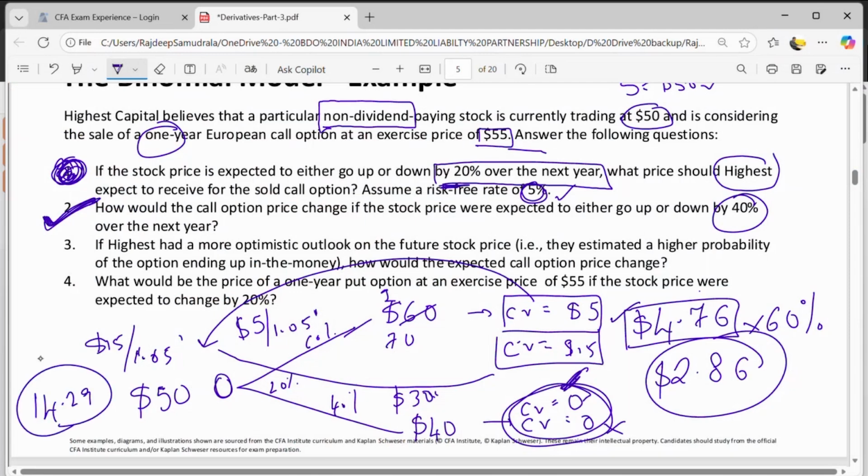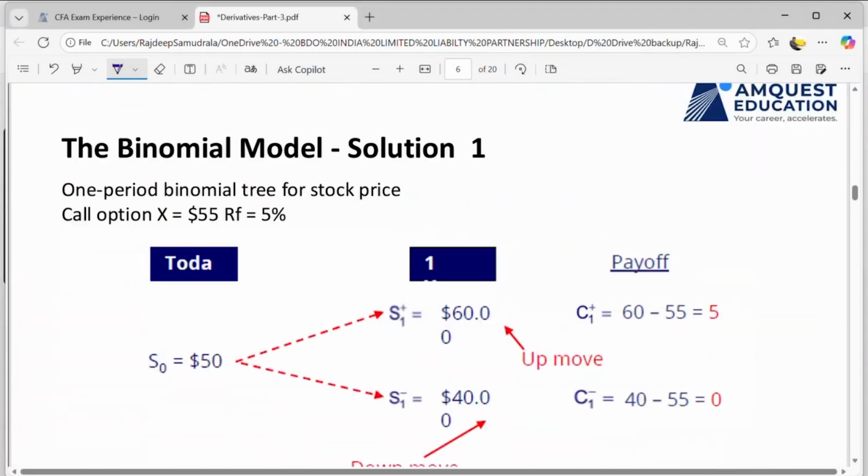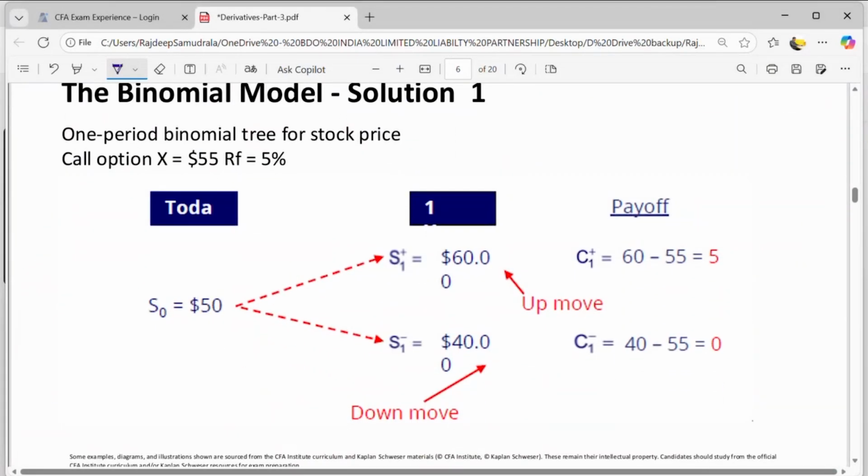Perfect, clear? Any questions? Clear, makes sense? It's a very simple topic, honestly, but this can get complicated in level 2, so please get your foundation right in level 1. It becomes very difficult in level 2 if you don't understand level 1. Please read carefully. They trouble you with binomial, 2 period, 3 period. So you have to learn that, which is very easy when you are clear on the concept. Okay, so quickly look at the solution: 60, 40, so your payoff will be 5, 0.